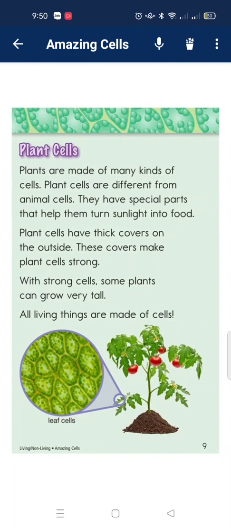Plant cells. Plants are made of many kinds of cells. Plant cells are different from animal cells. Why are they different? What is the difference between plants and animals? Animals can move and plants cannot move, and animals get their food from other living things, and plants have leaf cells, and plants have cellulose.